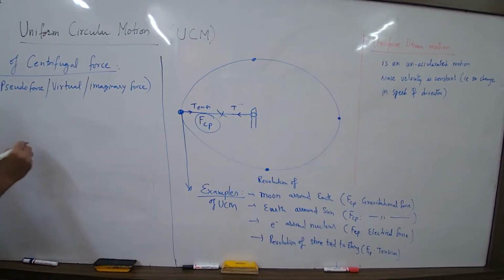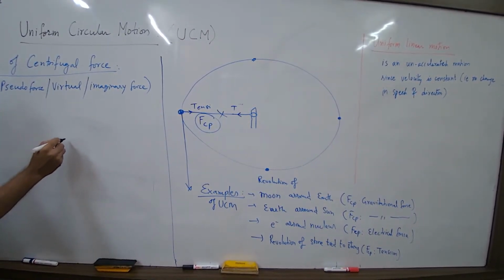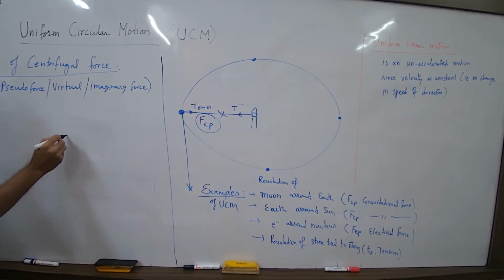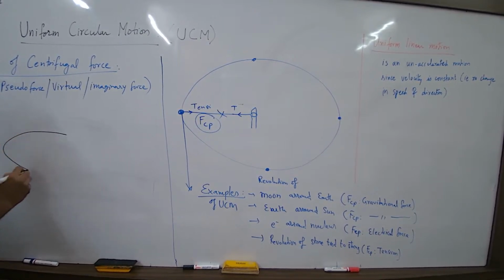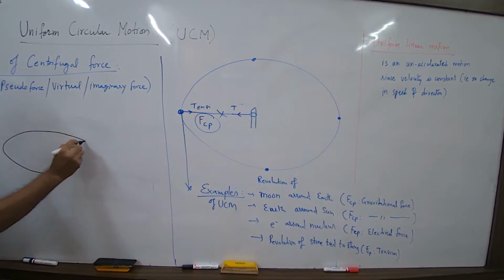See, so again take the example of the string, right? So, let us say this is a merry-go-round wheel.